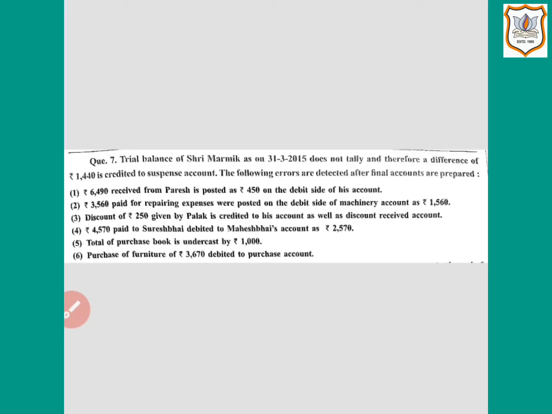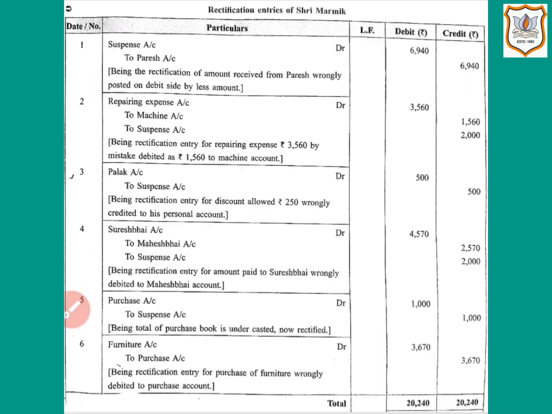Third one, discount of rupees 250 given by Palak is credited to her account as well as discount received account. Here rupees 250 given by Palak is discount received for us, that is, as per nominal account it is an income, so it should be credited. But here by mistake Palak account is also credited with discount received account. So here the mistake is that Palak account is credited. So this one needs to be reversed.